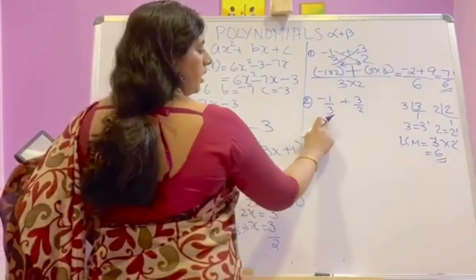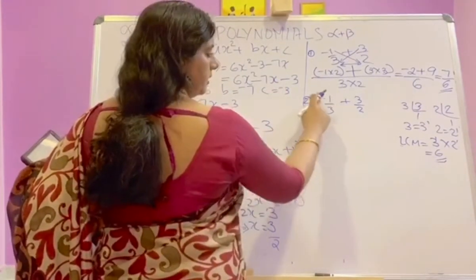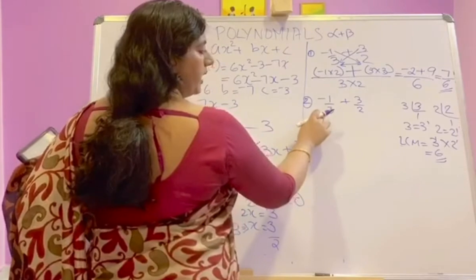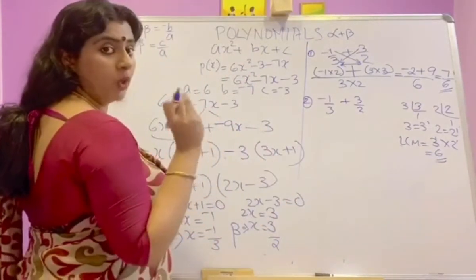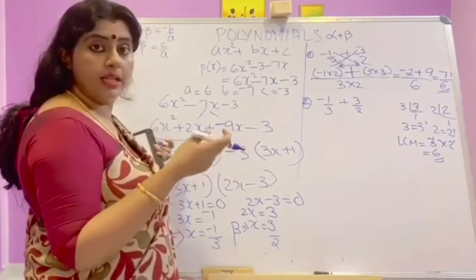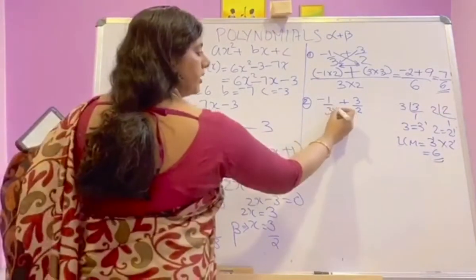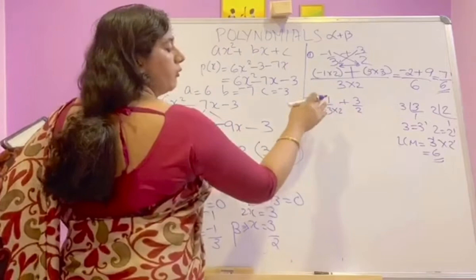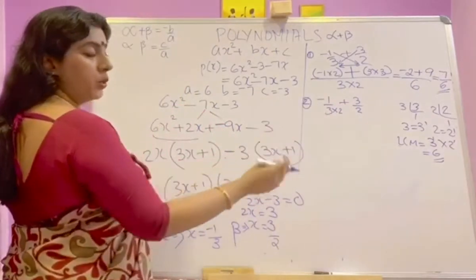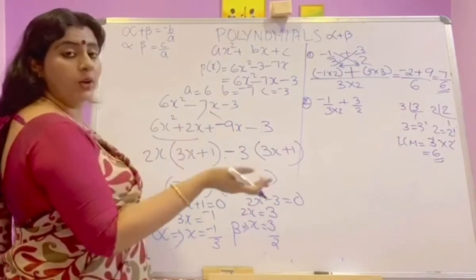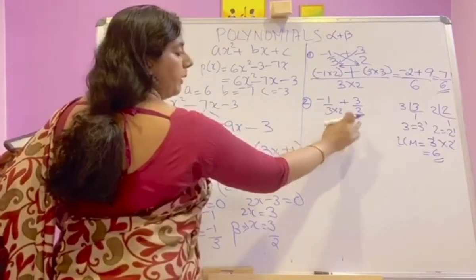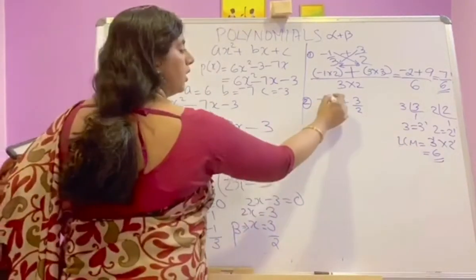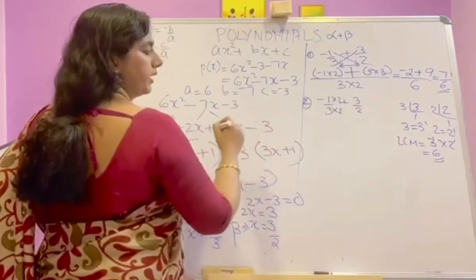Now considering this term, here you have denominator 3, but you want to make it the LCM, that is 6. How will you make it? 3 into 2 is 6. So you will write here into 2. Whatever you do with the denominator, you want to do in the numerator also, then only it will balance. So here you multiply with 2 to make it 6, and you are doing the same thing in the numerator.